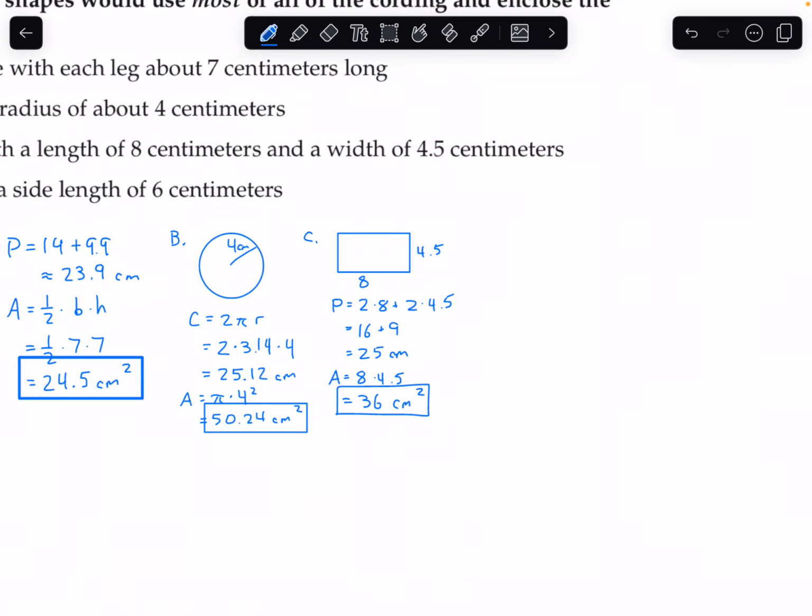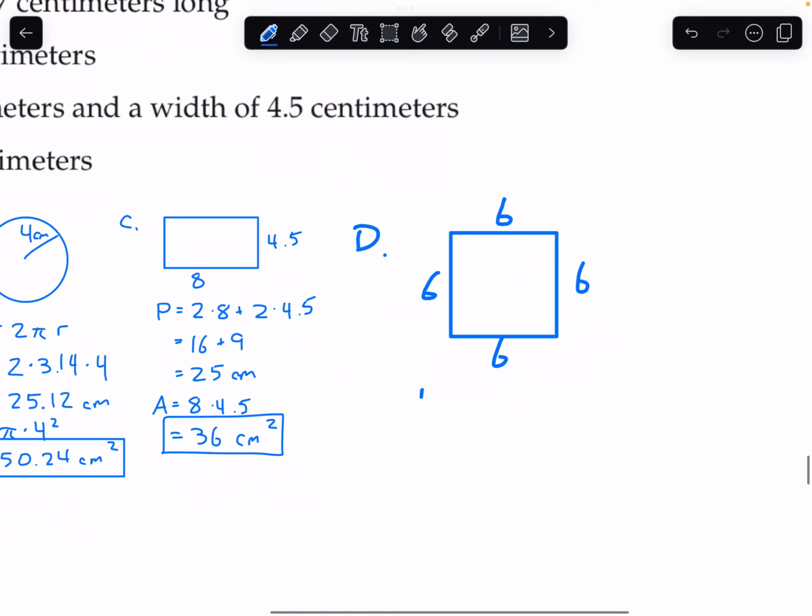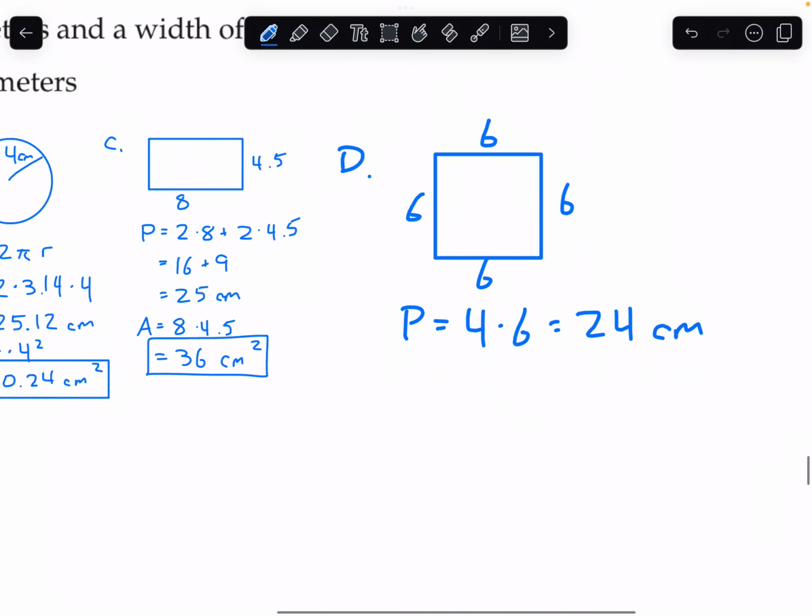Finally, a square, side lengths of 6. Part D is a square. It looks more square. Side length 6, so the perimeter is 4 times 6, 24 centimeters. Okay, we got 2 left over again. Not quite as efficient as the circle or rectangle.